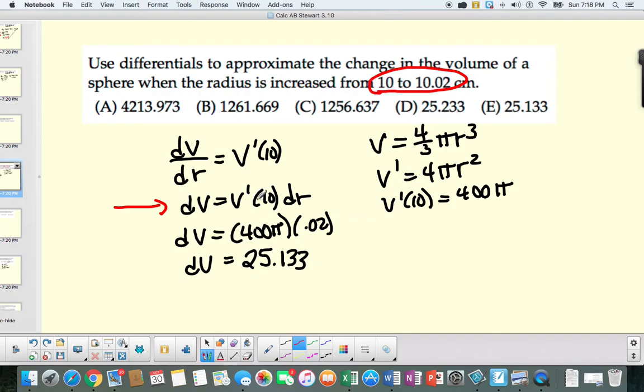Now, how do we get the V prime? Let's go over here. Here's the volume of a sphere. Here's its derivative, evaluated at 10. 10 is the spot where we have the point of tangency, and then we get this 400, and that's where I got it from right here. And so the answer is 25.133, so this would be your answer.